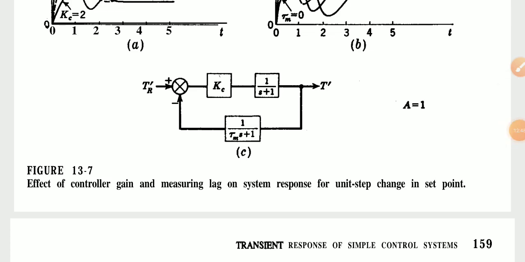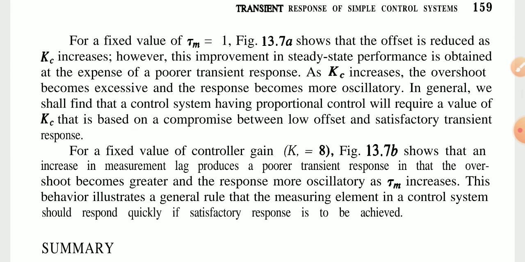Okay, then the block diagram of the system: tau dash r, tau dash t dash, with Kc, and also 1/(s plus 1) and 1/(tau m s plus 1). Okay, then our discussion part is there.